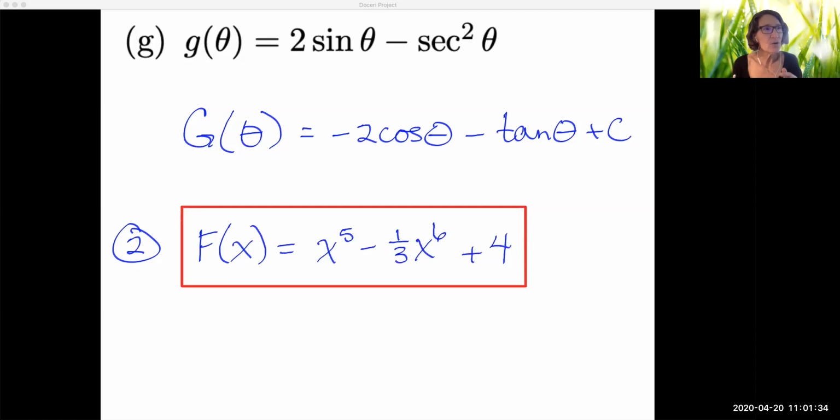Are there any questions on any of this worksheet? Either problems 1 and 2 or some other problem that you did? Just unmute yourself if you have a question. I don't see any hands up.